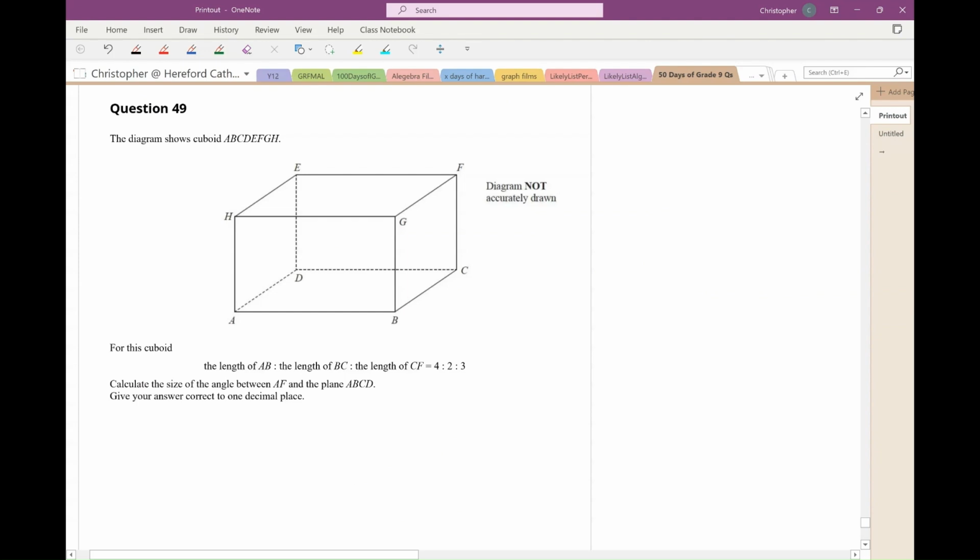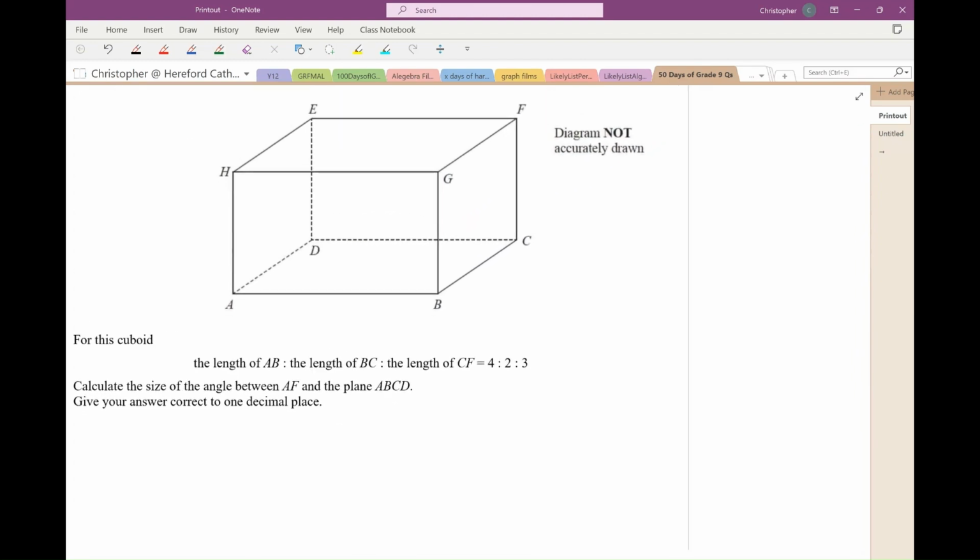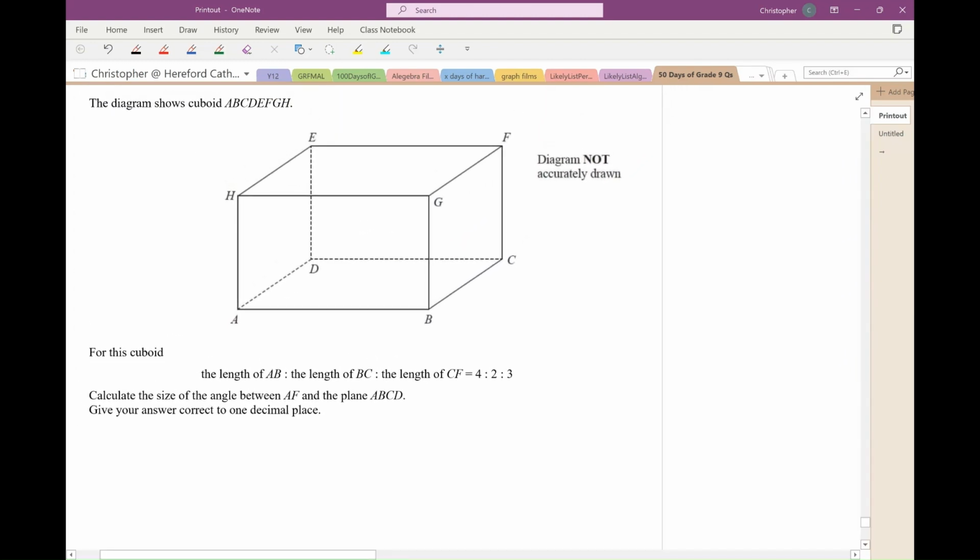Question 49. The diagram shows a cuboid. Yes, it does. Now, I'm told the ratios of the sides here. Then I'm asked to find an angle. I'm asked to calculate the angle between AF and the plane ABCD. Well, that is this angle. It's the angle between AF and AC. Imagine the sun shining on the shadow of that line from A to F. It would fall to there. So I'm being asked for this angle.